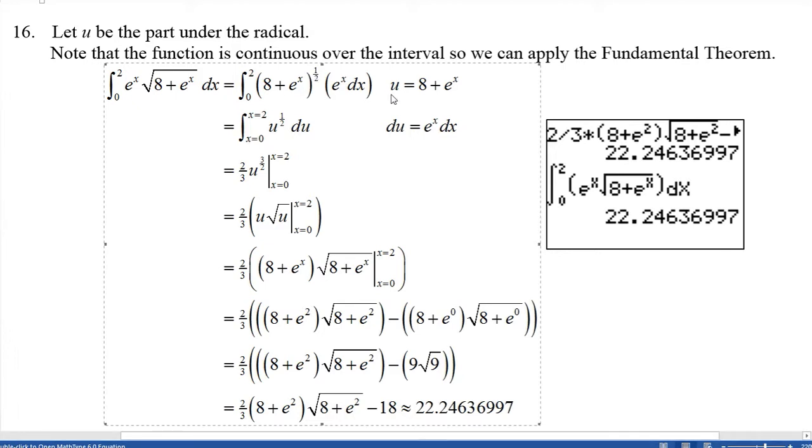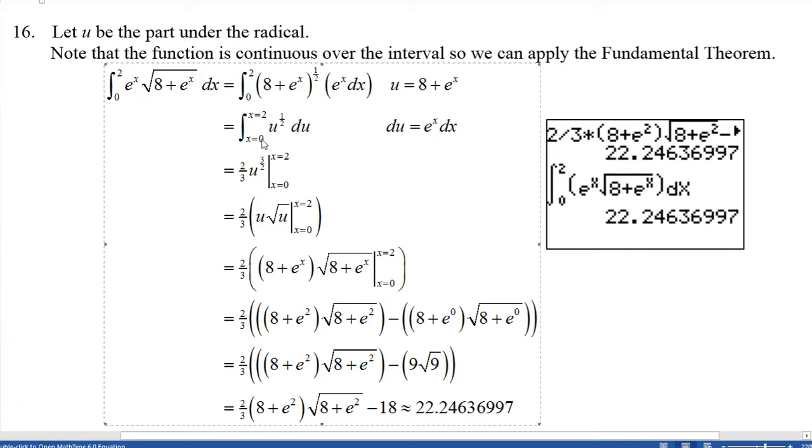So let's see what happens. If we let the u be the 8 plus e to the x, the derivative then is, well, the derivative of the 8 is 0, derivative of e to the x is e to the x, and then of course you have the dx. So du is e to the x dx, and sure enough, there's the e to the x. Put it with the dx right here, and that part becomes du, and this part right here becomes u. So where did the 8 plus the e to the x go? It got replaced by u. Where did the e to the x times dx go? It was replaced by the du.